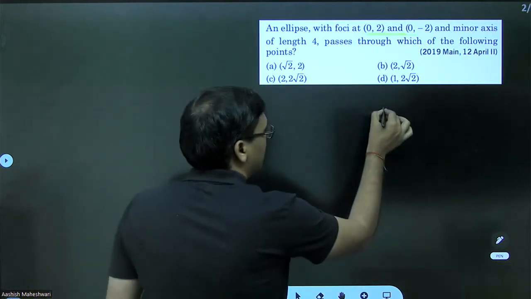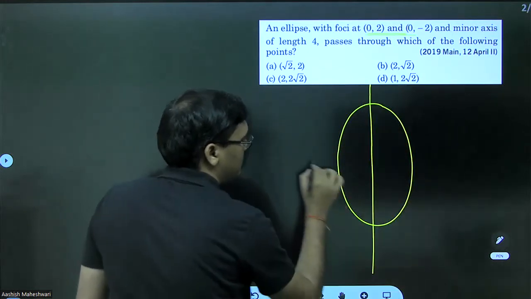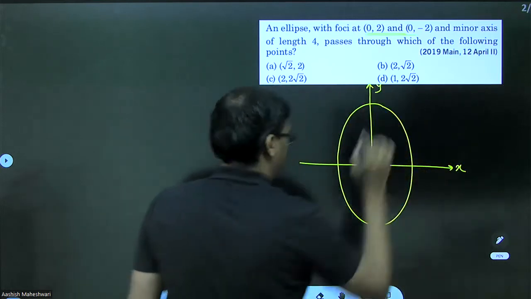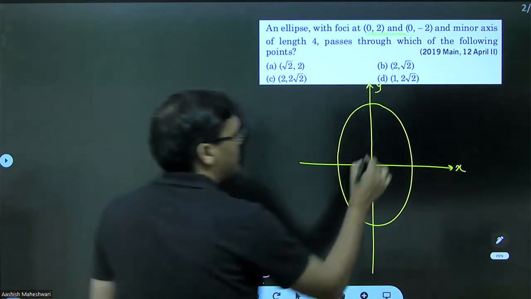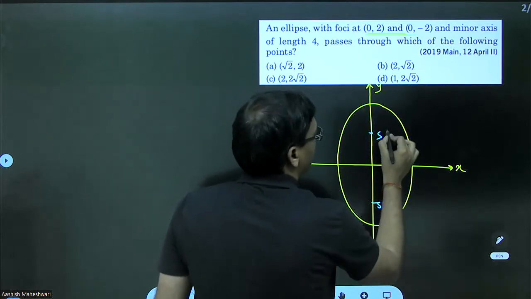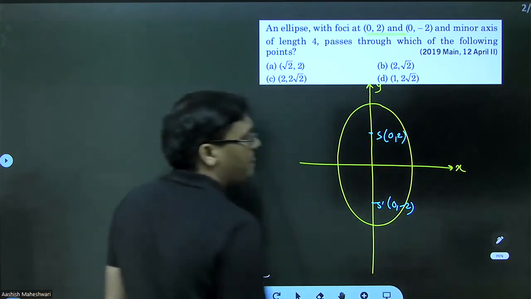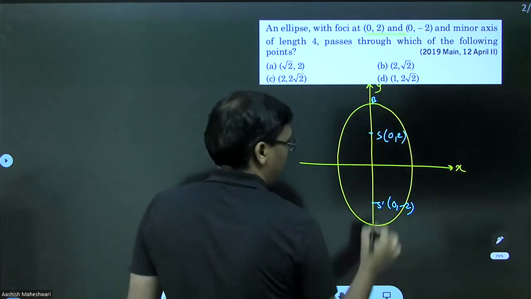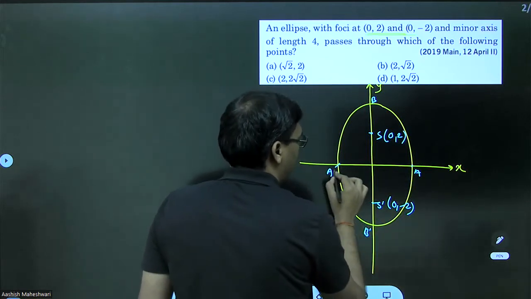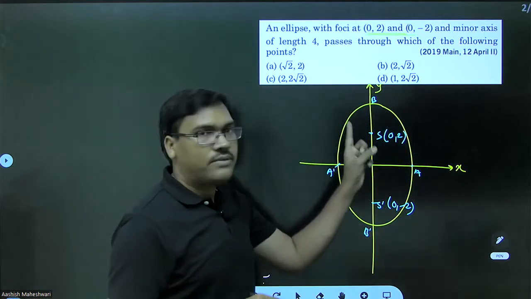So let's say this is the ellipse, and this is the x-axis, y-axis. Now the foci are lying on this, let's say S and S dash. What are the foci? (0, 2) and (0, -2). This is, let's say, B dash, and this is A dash. Always remember, if the foci are on the y-axis, the major axis will be this.